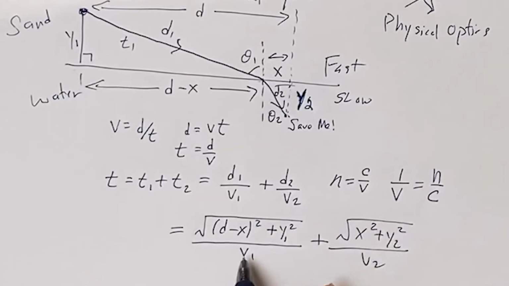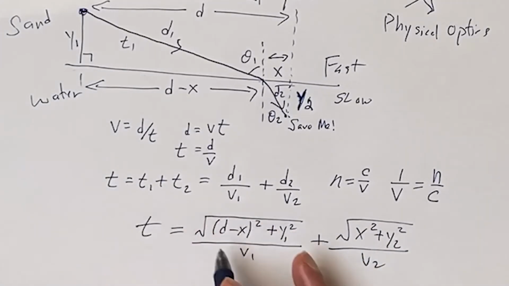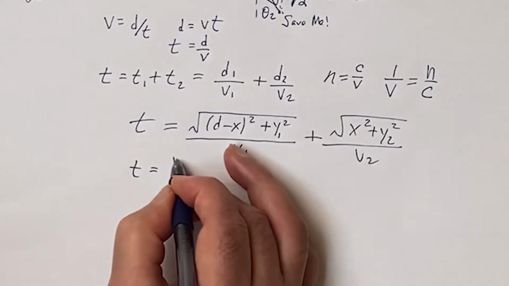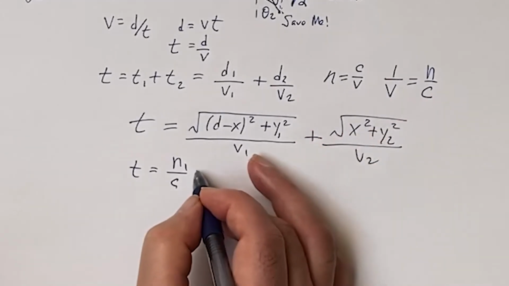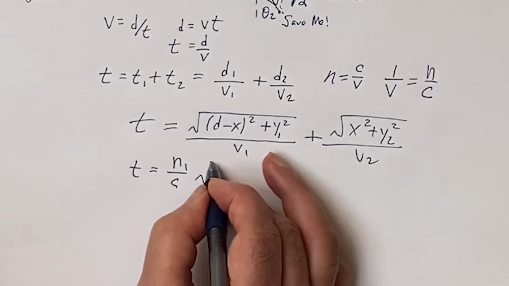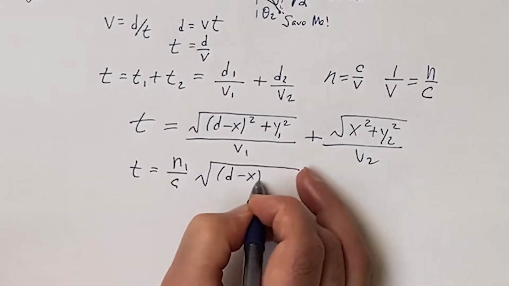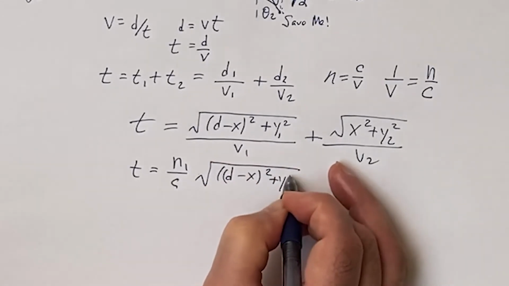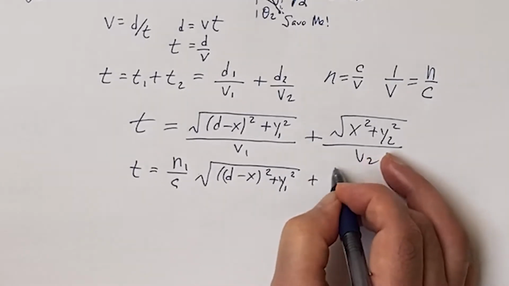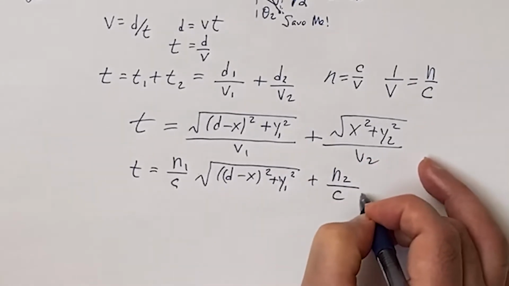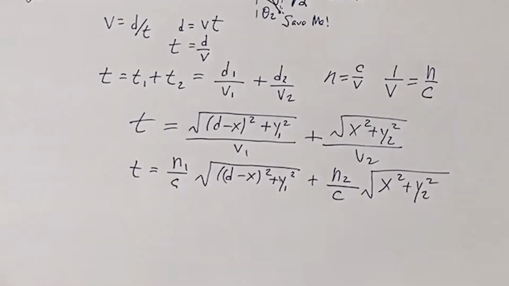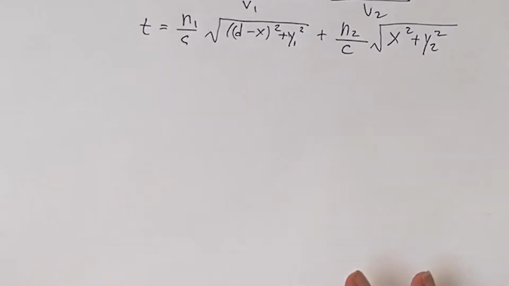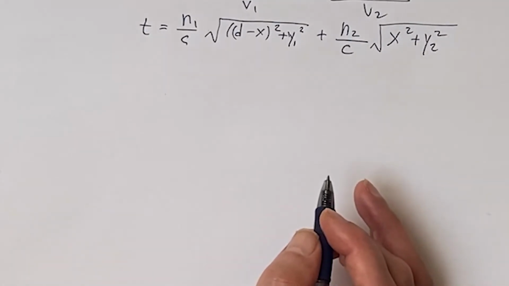Now, if you want to get rid of the v's, we're going to use the n there. So this is n1 over c. Okay, 1 over v1 is n1 over c, and this will then get rid of the v. And this is then the square root of (d minus x) squared plus y1 squared. And this is n2 over c, and this is the square root of x squared plus y2 squared. And now we're ready for the calculus.